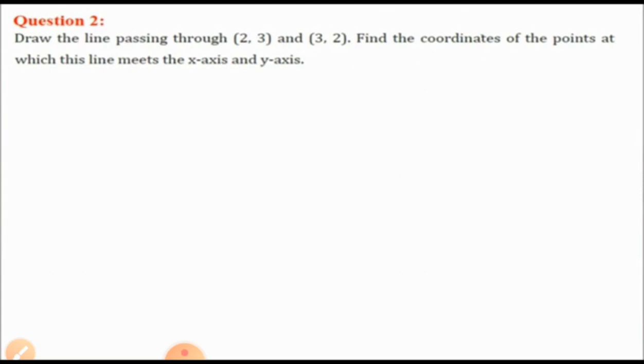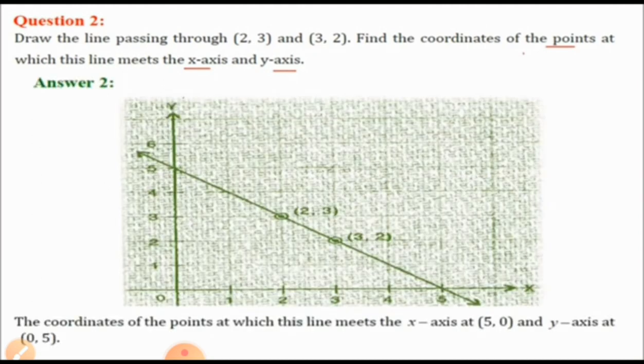Draw the line passing through 2,3 and 3,2. Find the coordinates of the points at which this line meets the x-axis and y-axis. Yes, my dear students, we can just take out 2 points, 2,3 and 3,2. We can draw it with the graph paper. These lines can be drawn with these 2 points, which will cut the x-axis and y-axis. This line cuts the x-axis on 5 as well as on 5 on the other side. But how to take out this point?